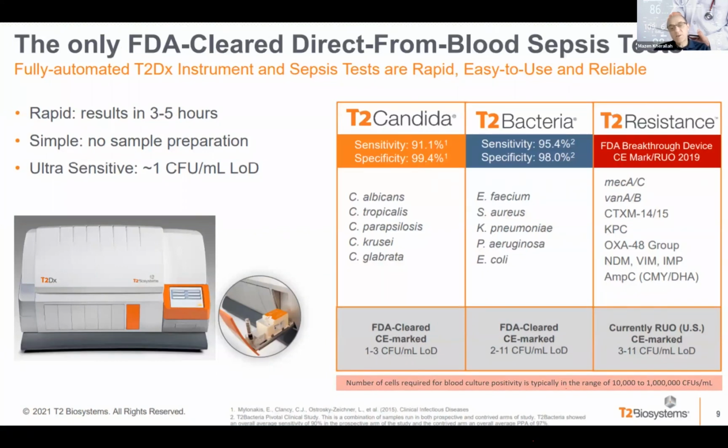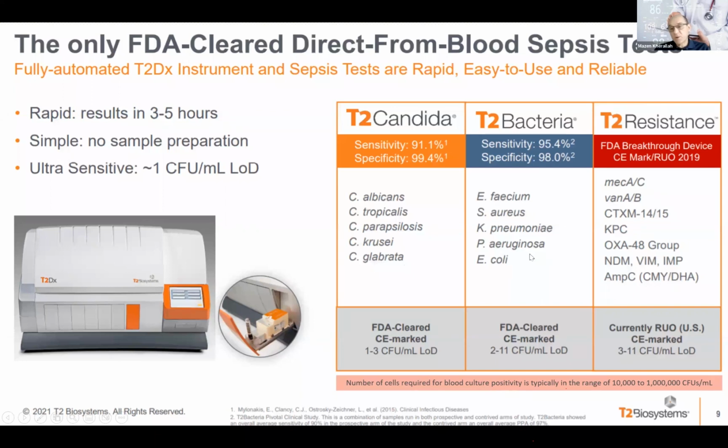Just quickly want to mention the T2 system. The beauty of this system is that you can run it directly on the blood, and it takes 3 to 5 hours to get the results. Very simple and very, very sensitive. You can detect as low as 1 colony forming unit of the Candida. You can detect Candida albicans, tropicalis, parapsilosis, krusei, glabrata.